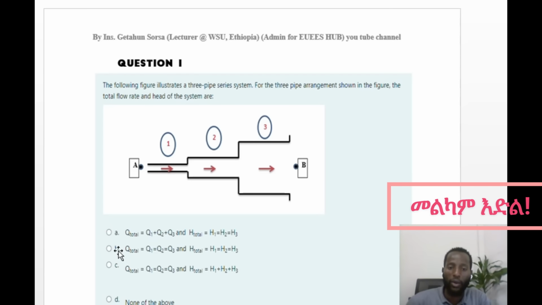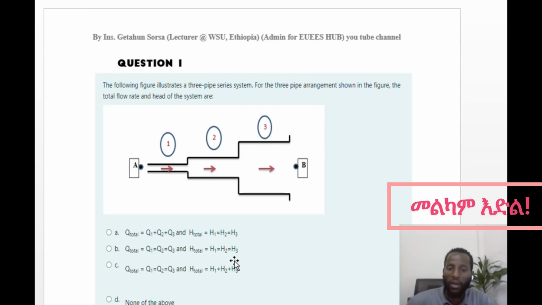B, Q total, which is equal with Q1, which is equal with Q2, and equal with Q3, and H total is equal with H1, which is equal with H2, equals H3. C, Q total, which is equal with Q1, equals Q2, equals Q3, and H total, which is H1 plus H2 plus H3, and D, none of the above. So from this, which formula shows the total flow rate and the head of the system?